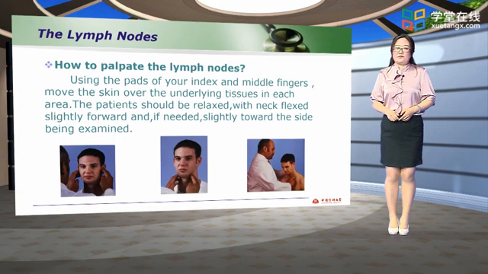Using the pads of your index finger and middle fingers, move the skin over the underlying tissues in each area. Remember, use the pads of your fingers, not the tips of your fingers. The patient should be relaxed with the neck flexed slightly forward and, if needed, slightly towards the side being examined. You can examine both sides together or one by one.